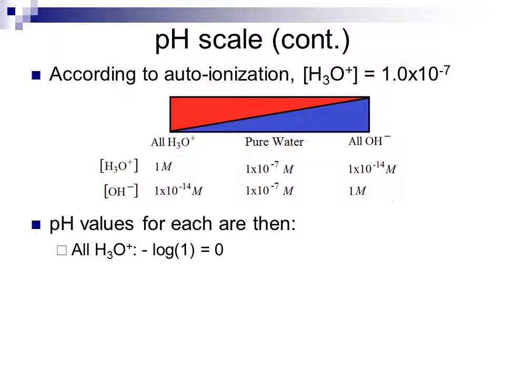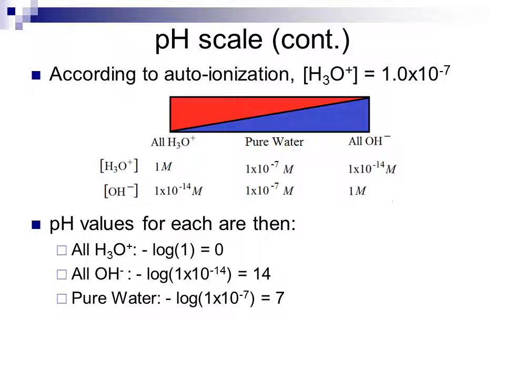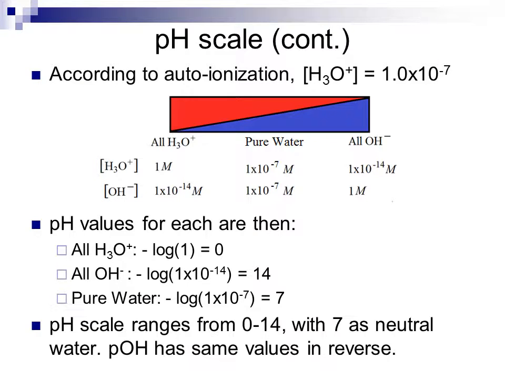The pH values then, for an all H3O+ side, will be a negative log of the hydronium concentration at 1. Negative log of 1 is 0. At the all hydroxide side, the pH value will be the negative log of 1 times 10 to the negative 14, which is 14. For pure water in the middle, we have negative log of 1 times 10 to the negative 7, at 7. So our pH scale ranges from 0 to 14, with 7 as neutral water. The pOH scale will be the exact same, except the values will be reversed, where 0 would be the concentration at all hydroxide, and 14 would be the concentration at all hydronium in the case of pOH.